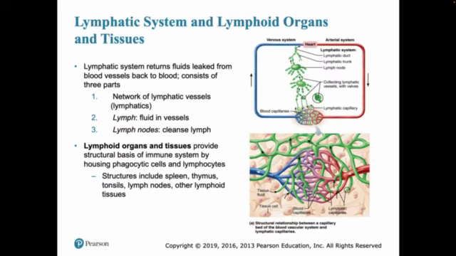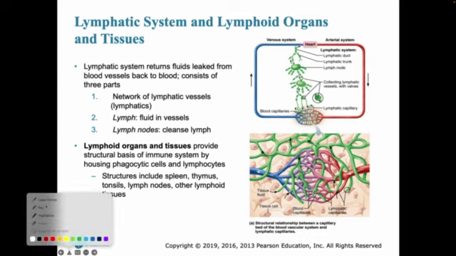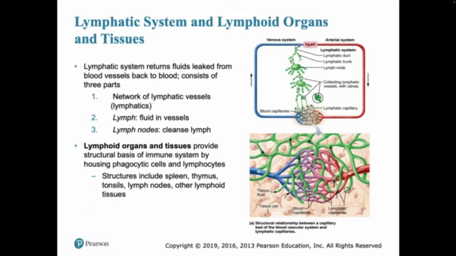So what is the lymphatic system? This is a system that returns fluid that is leaked from the blood vessels, like from the capillaries, and then it enters back into the blood vessel system again, which is into the veins actually. So it's a fluid that is leaked out from the blood.